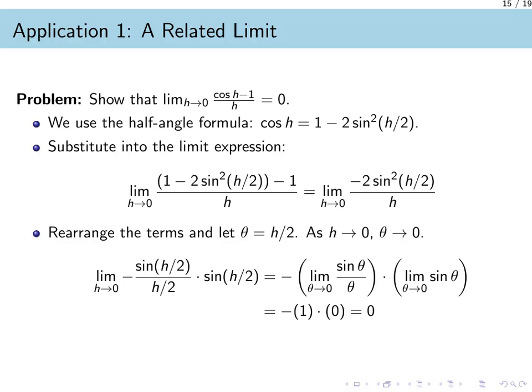After this substitution, the 1's in the numerator cancel out. We can then algebraically rearrange the expression into a product of two separate limits. The first is the negative of the fraction sine of h over 2, divided by h over 2. The second is just the limit of sine of h over 2.